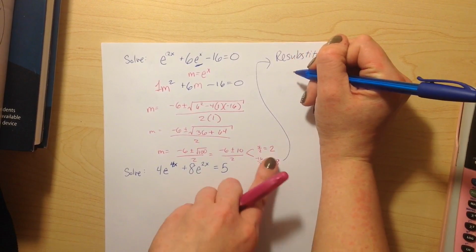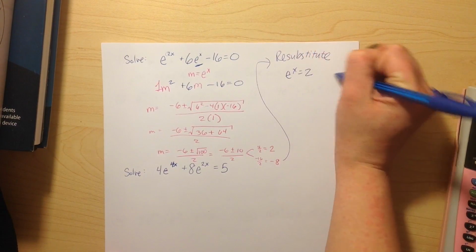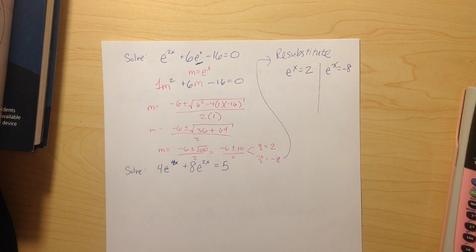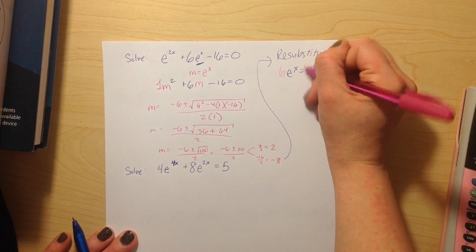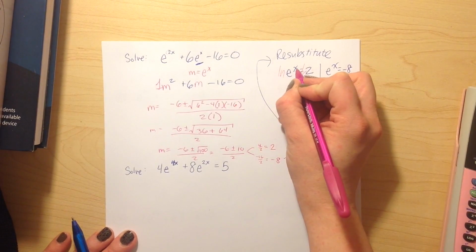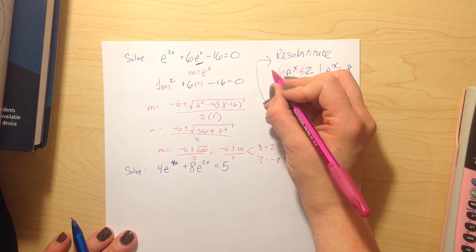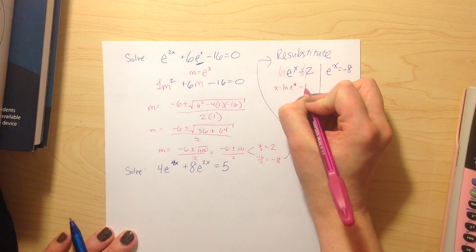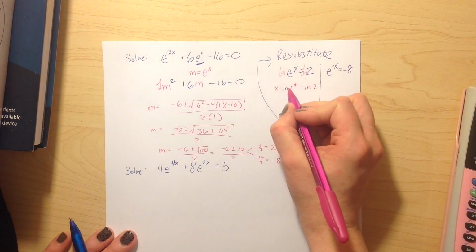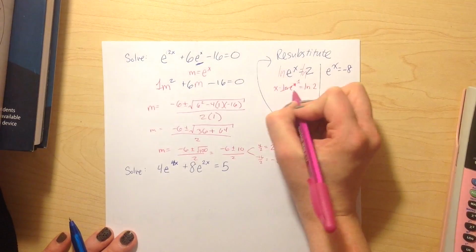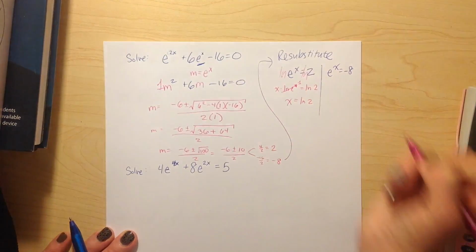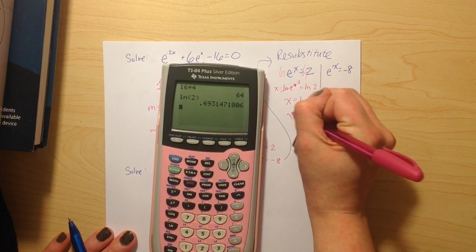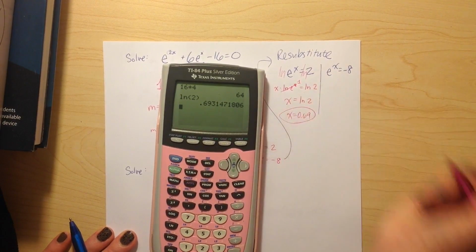If m is 2, that means e to the x is 2, or e to the x is negative 8. So at this point, I just have to solve these little equations. I'm going to take the natural log of both sides. This lets me take my exponent of x, multiply it out front. So I have x times the ln of e equals the ln of 2. But the beautiful thing about the ln of e is that that is just equal to 1. So I have x equals the natural log of 2. And real quick, the natural log of 2 is roughly 0.69. So there's one of my answers.